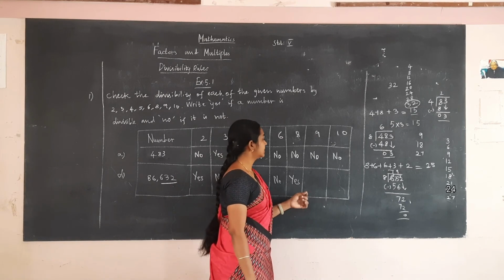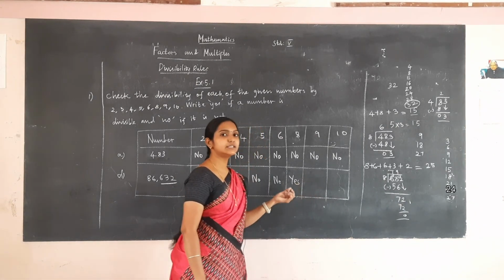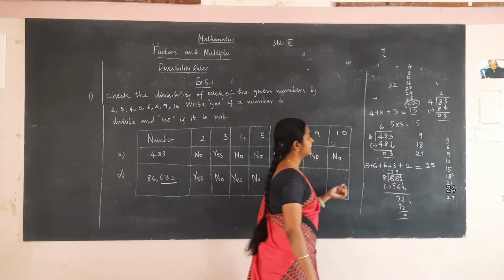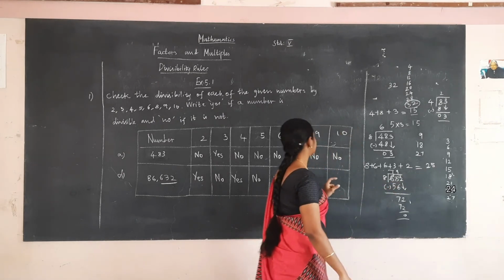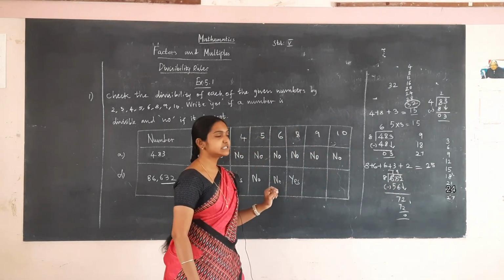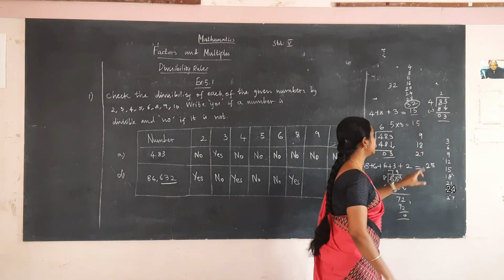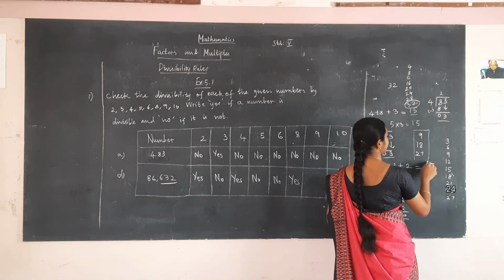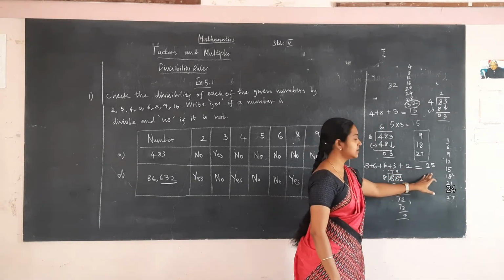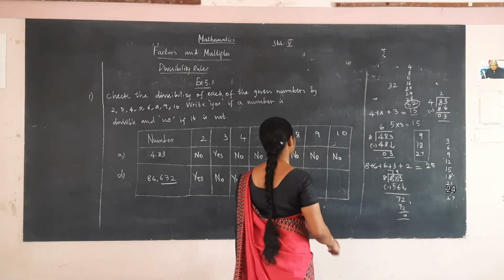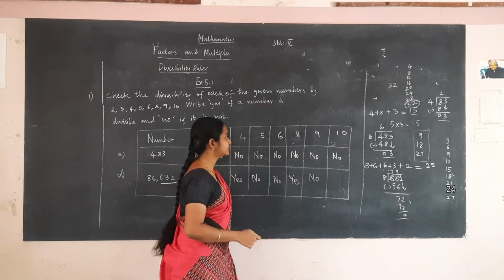Next, divisibility rule for number 9. We have to sum all the digits in the number. We have got 25. 25 is not divisible by 9 because in the 9th table we cannot find the number 25. So 25 is not divisible by 9. So the whole number is not divisible by 9. So write no.